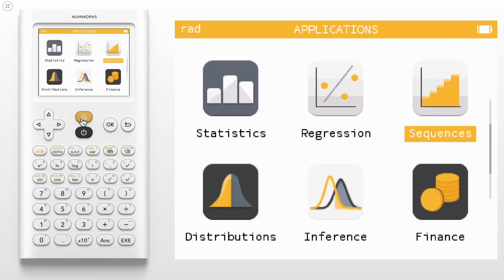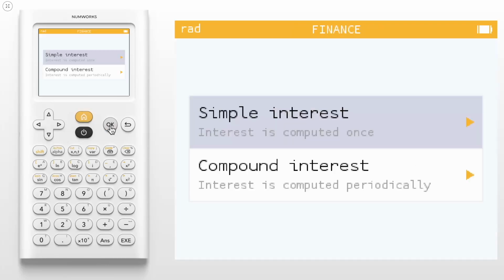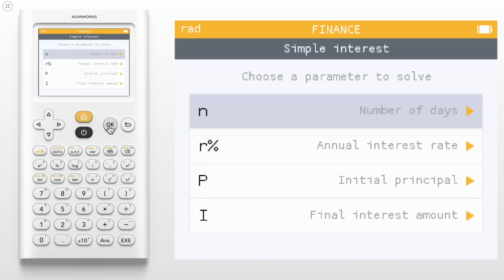Let's press the Home button and quickly review our remaining applications. The next application we will explore is the Finance app. Navigate to the Finance app and press OK to open it. You will have the option to work with either a simple interest problem or a compound interest problem. Let's select the simple interest option and press OK.